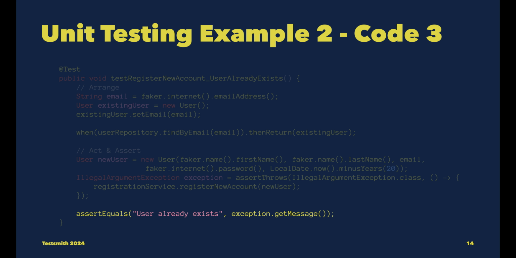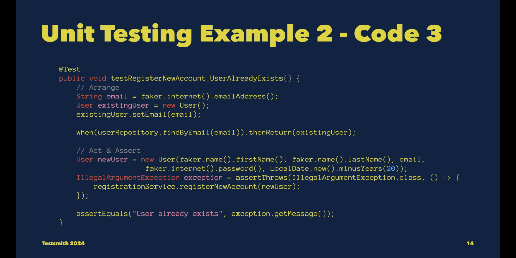Here, we verify that the exception message is user already exists. This assertion checks that the register new account method correctly throws an illegal argument exception with the appropriate message when attempting to register a user with an already used email.